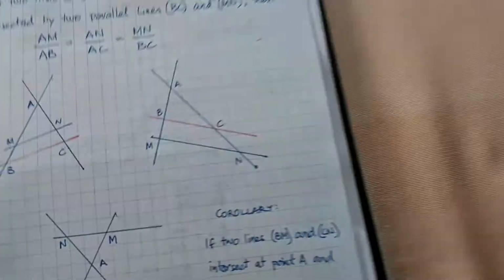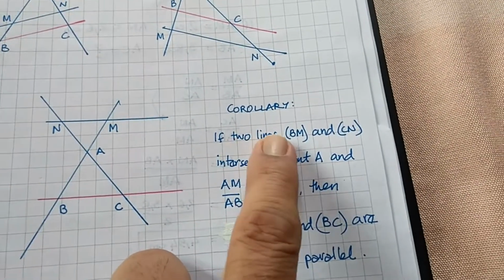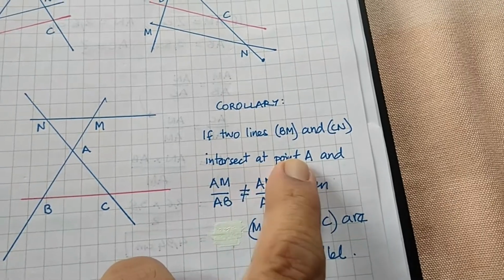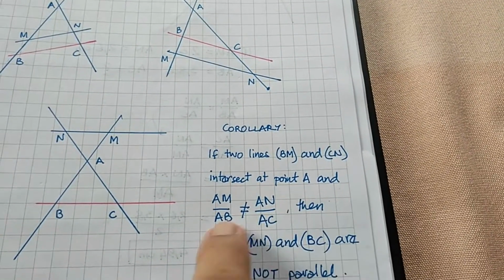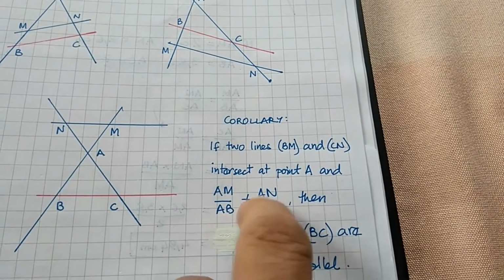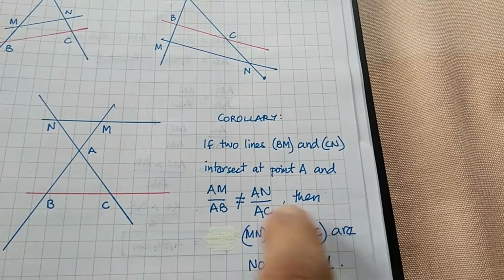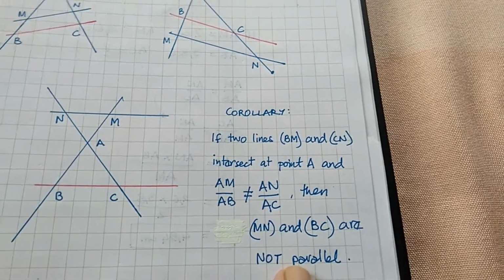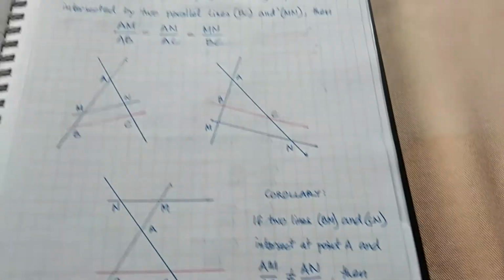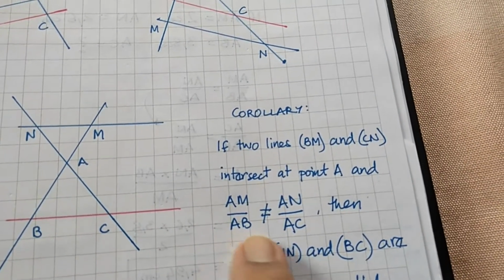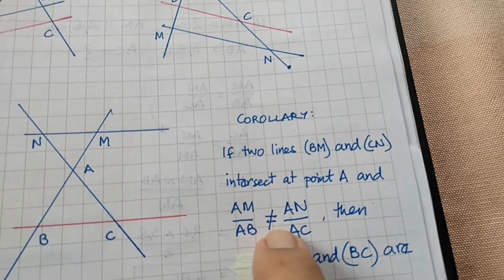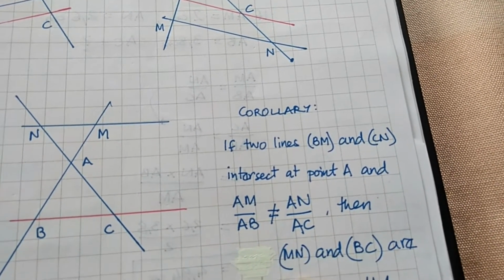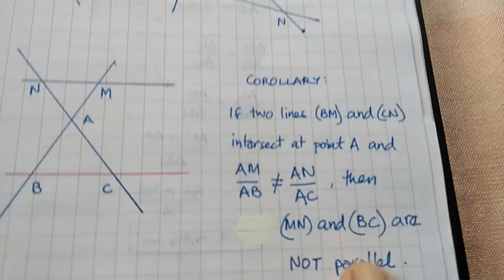Yes, if it was the corollary: if two lines BM and CN intersect at point A, in any one of these three drawings, and AM over AB is not equal to AN over AC, then MN and BC are not parallel. So the reciprocal of the Theorem of Thales states that if this ratio is true, if AM over AB does equal AN over AC, then MN and BC are parallel.